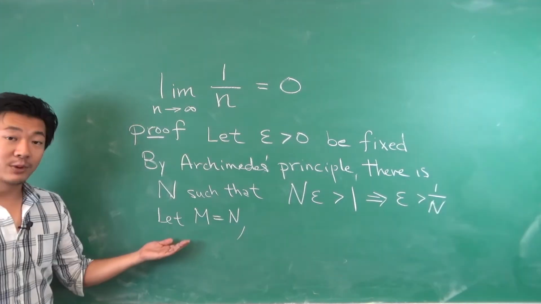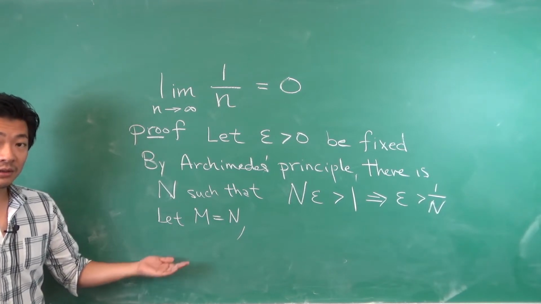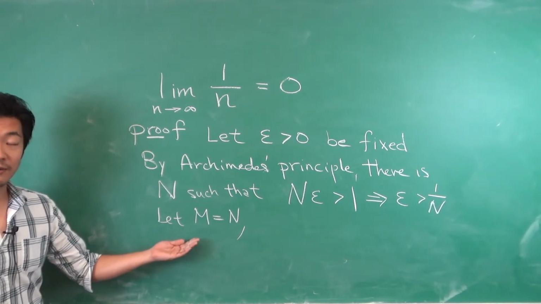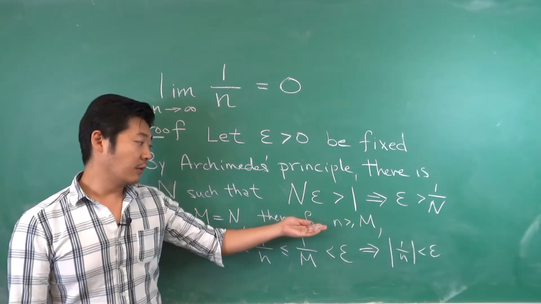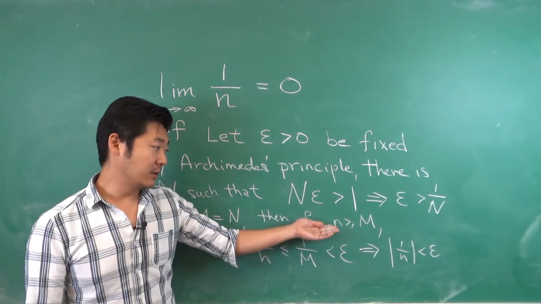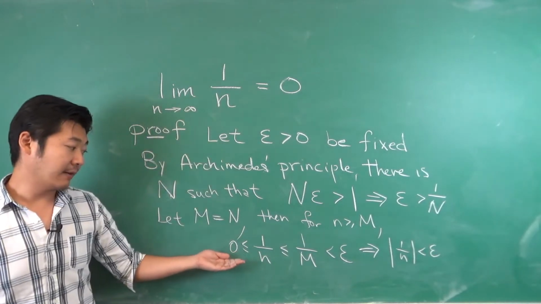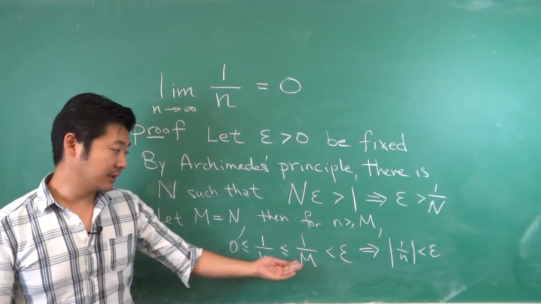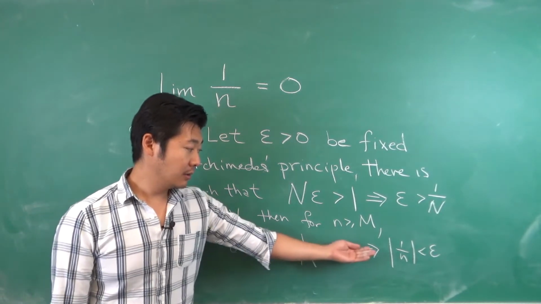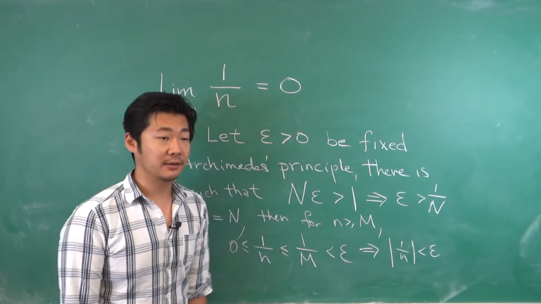So, if we let m equal n, where m is in the definition of the limit of a sequence, then for n greater than or equal to m, we have 1 over n is less than 1 over m, but this is less than epsilon, so 1 over n is less than epsilon.